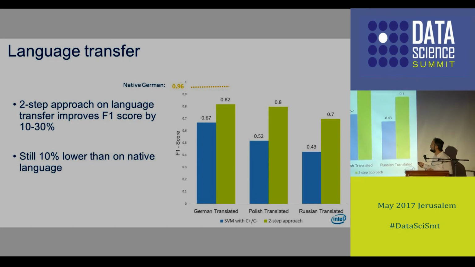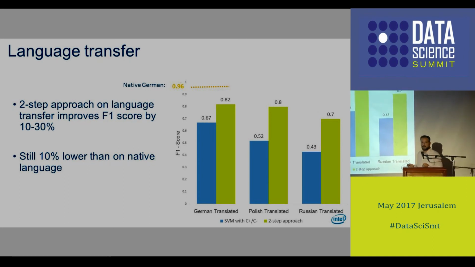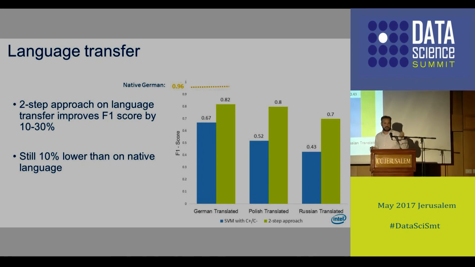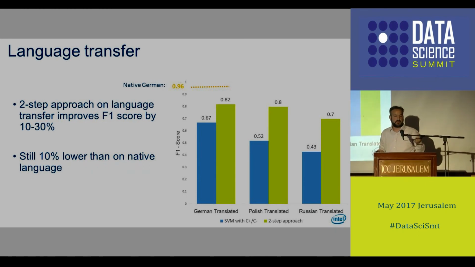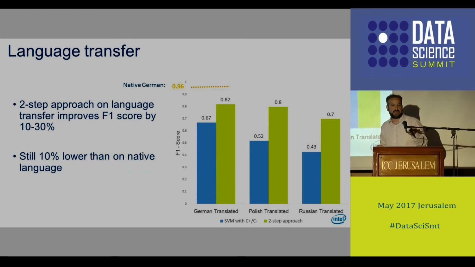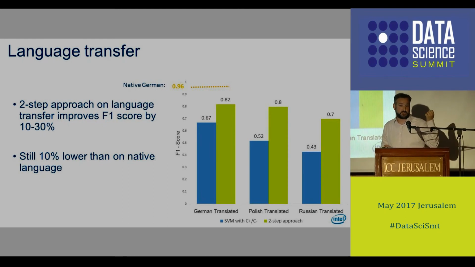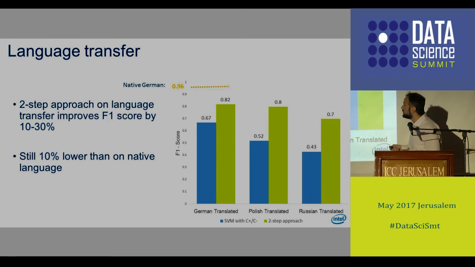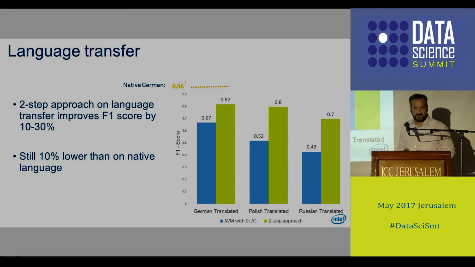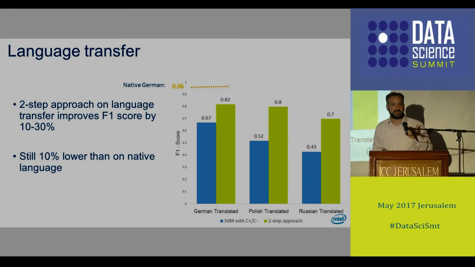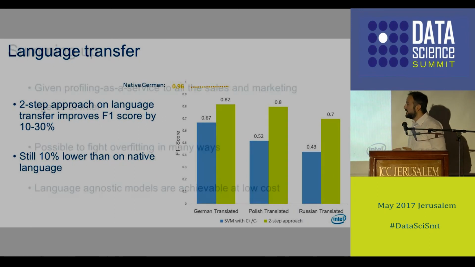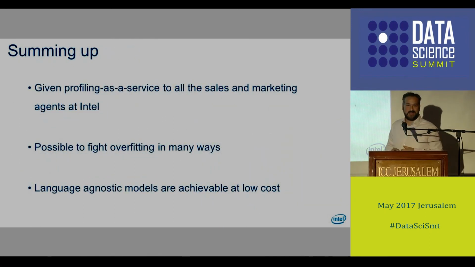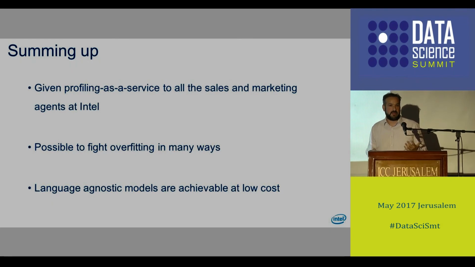Here you can see, for instance, in German, we had the same segment translated from English to German, compared to results obtained if someone was labeling the native German documents. So we still have about 10% margin of improvement in the F1 score. I hope I've convinced you that we've managed to deliver a very valuable solution to our sales team across the globe.